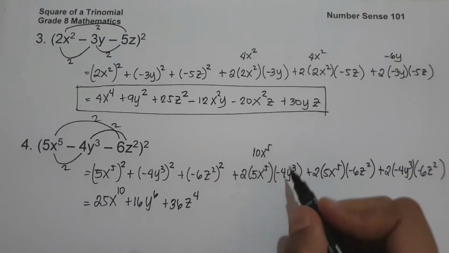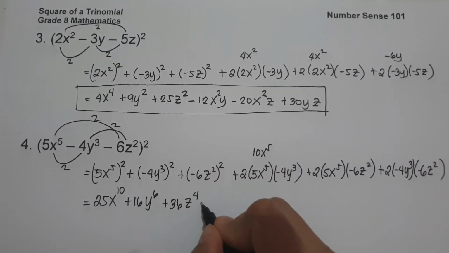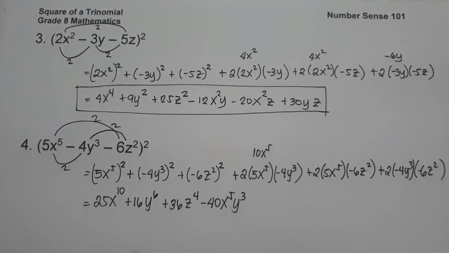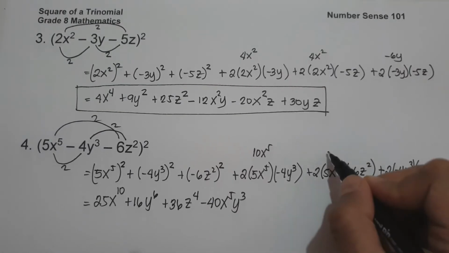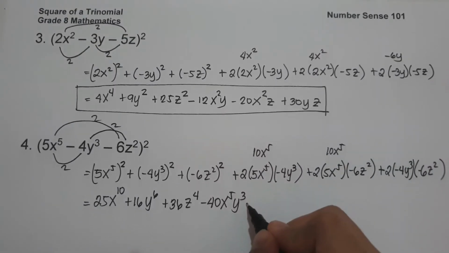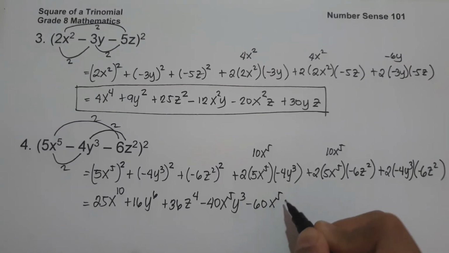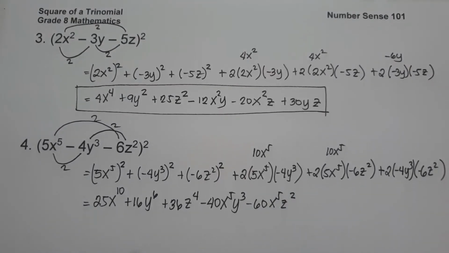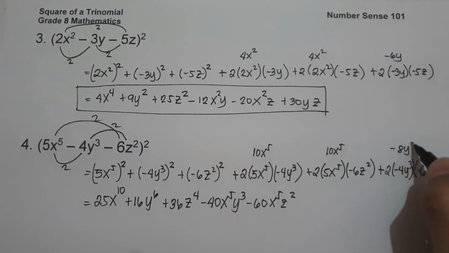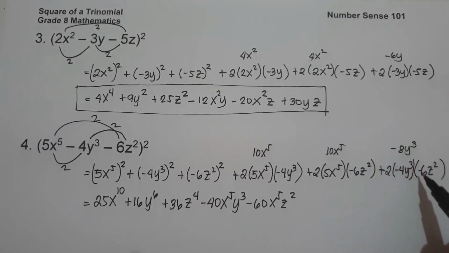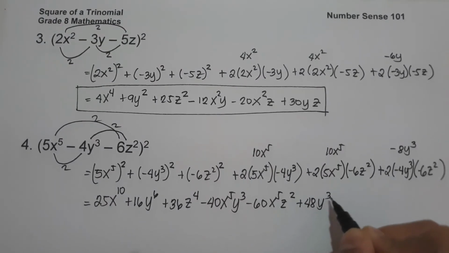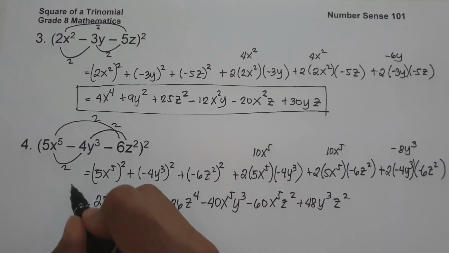And 10x raised to 5 times negative 4y cubed is negative 40x raised to 5 y cubed. And then 2 times 5x raised to 5 is 10x raised to 5 times negative 6z squared, that is negative 60x raised to 5 z squared. And finally, 2 multiplied by negative 4y cubed is negative 8y cubed. And negative 8y cubed times negative 6z squared is positive 48y cubed z squared. And this will be our final answer.